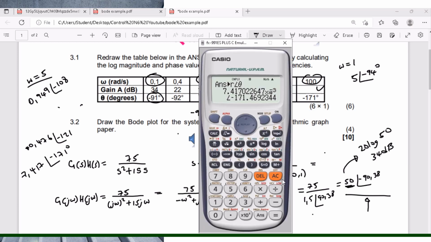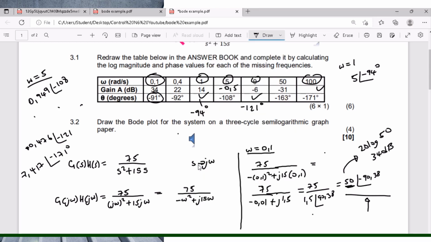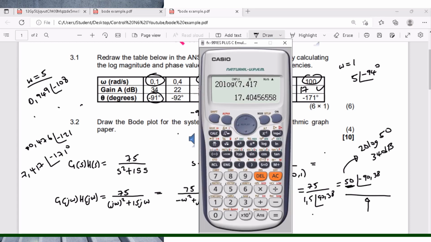Now I must change this. See, the angle is correct. Now I must change this gain to decibels. So I must press 20 log 7.417, and I'm getting 17 decibels. This is the one they wanted here, just like that, guys. So if you have this, calculations are easier. Then plotting shouldn't be a problem, guys. Let me just get the graph paper quick, and I'll show you how we can plot.